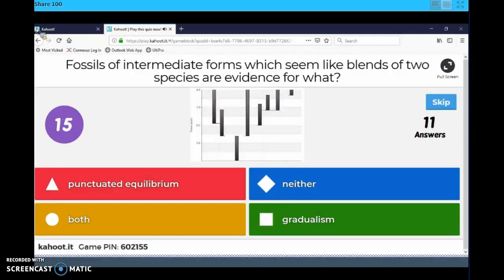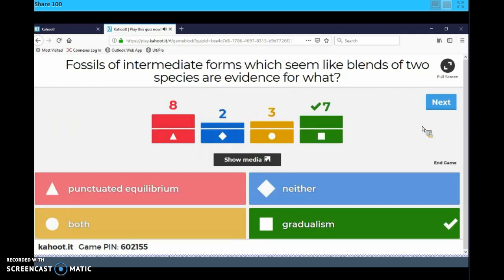Fossils of intermediate forms, which kind of are like a blend or a mixture of two species, are evidence of what? Which type of evolution? Or both or neither? When there are intermediate forms that look like a blend, that would be gradualism. The gradualism is what gives you the blend. The punctuated equilibrium would make it change all of a sudden in a big way. And then maybe nothing would happen for a while. And then another big change.